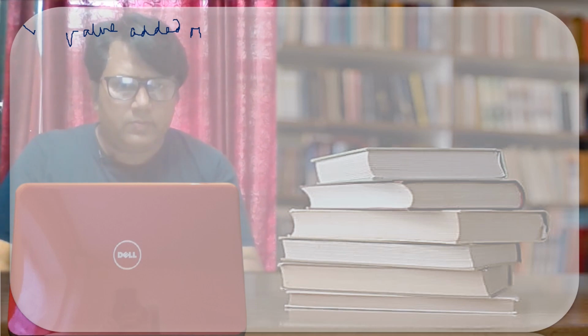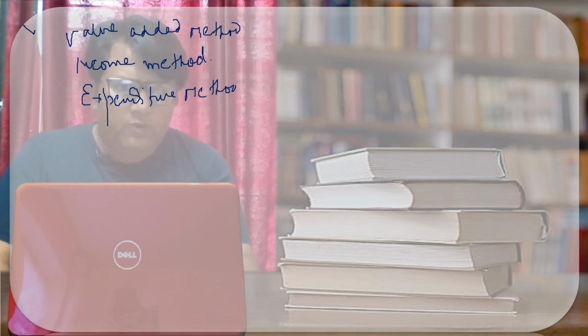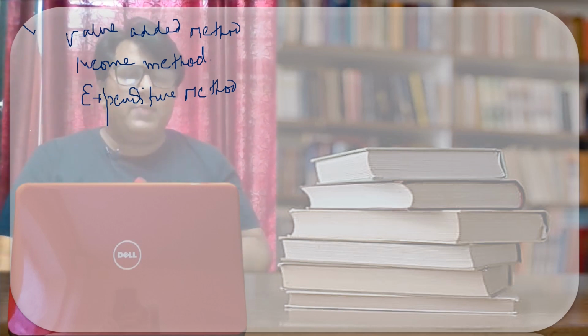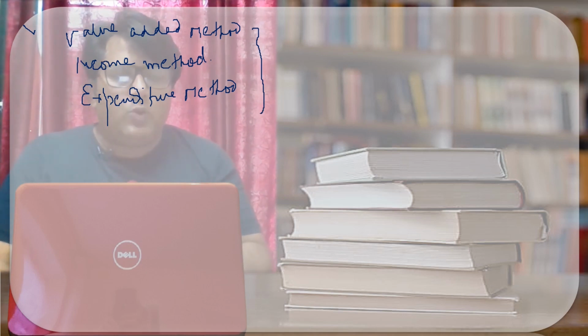Dear students, we know that we are having 3 methods to calculate the national income. First one is the value added method. Second one is the income method. And the last one is the expenditure method. So how many methods do we have to calculate national income? We are having 3 methods to calculate national income. So let us see the items that we should consider while calculating the national income.